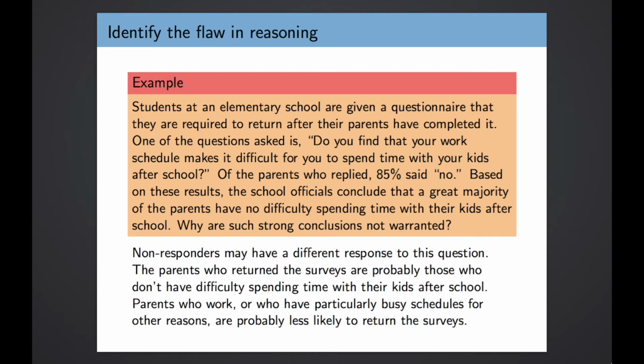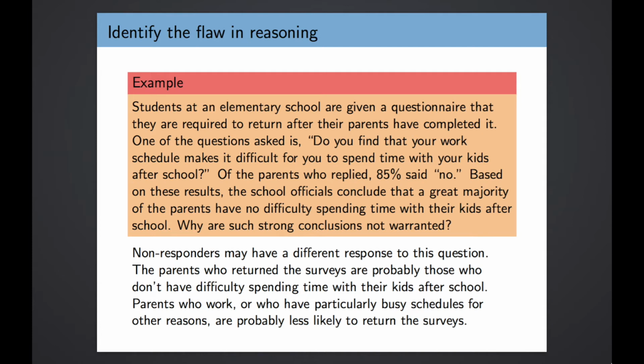As you probably guessed, the issue here is non-response bias. Parents who didn't respond to this questionnaire are probably parents who have a particular characteristic that makes them less likely to respond. In this case, the parents who returned the survey are probably ones who don't have an issue finding time to spend with their kids after school. So parents who are more likely to have free time in the evenings are also more likely to be the parents who have time to fill out this questionnaire and send it back with their kid. Whereas more busy parents are probably also the parents who don't have time to fill out this questionnaire.